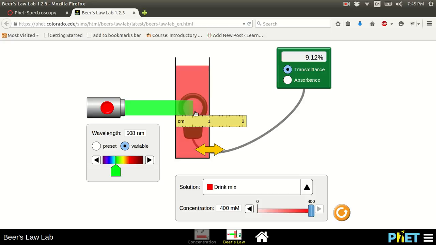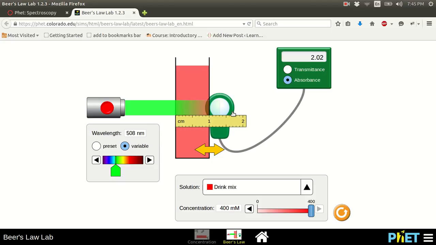The transmittance drops by a factor of 10. This is 9. This is 0.9 something. And this is 9 point something. This is 9.5. This is 0.95. So transmittance drops by a factor of 10. However, as you saw, the absorbance only changed by a factor of 2. Well, isn't that interesting?